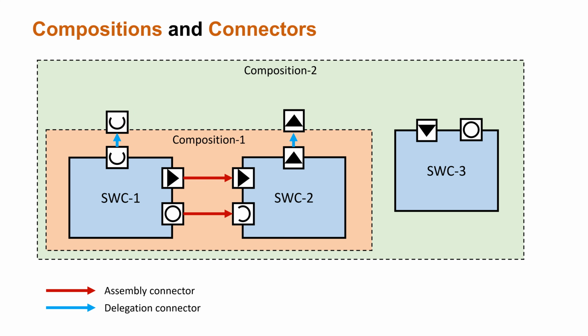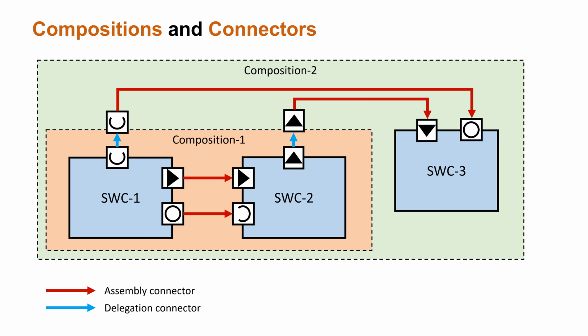Let's now look again at whether the connection is possible. The opposite connecting ports for software component 3 are now available within the same parent, and we can now have an assembly connector between composition 1 and software component 3. The connection is complete now.